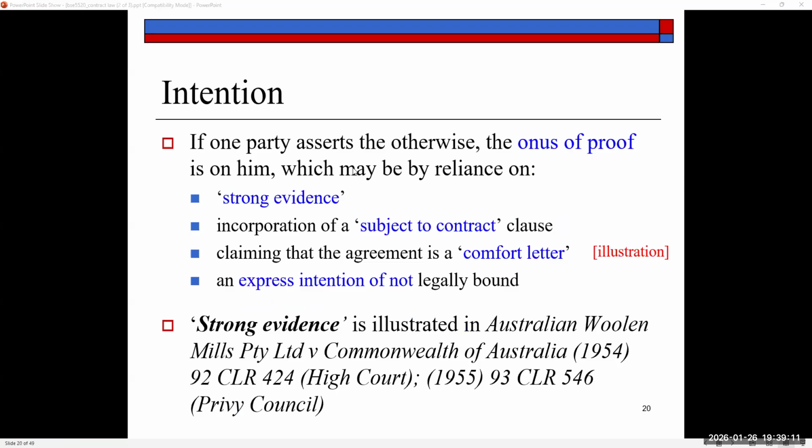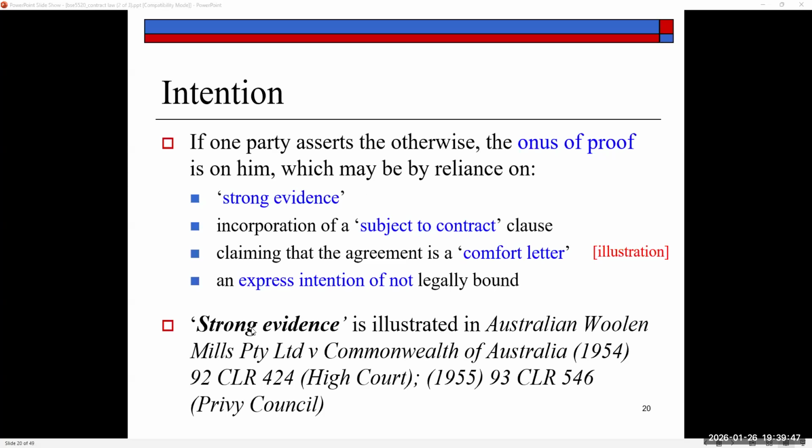So in case one party asserts otherwise, the onus of proof is on him, which may be reliance on strong evidence, subject to contract, comfort letter, or express intention of not being legally bound. For each of these grounds, we may rely on one of them to claim that there's no intention of being legally bound. But for each of them, we have to rely on some precedents to illustrate this principle.